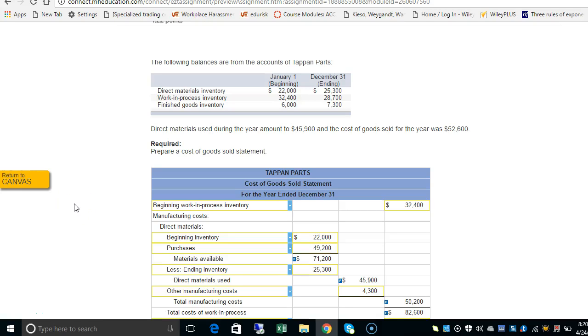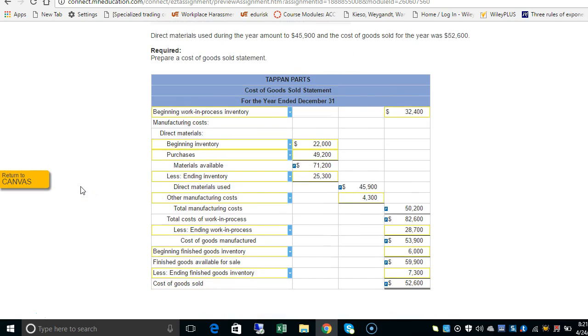Professor Barati. I'd like to go over this Tappan Parts cost of goods sold statement, which includes the cost of goods manufactured. And you're given the direct material inventory, work in process inventory, and finished goods inventory beginning and ending balances. Here's your schedule. It's a basic schedule that you will find in the lecture notes as well.